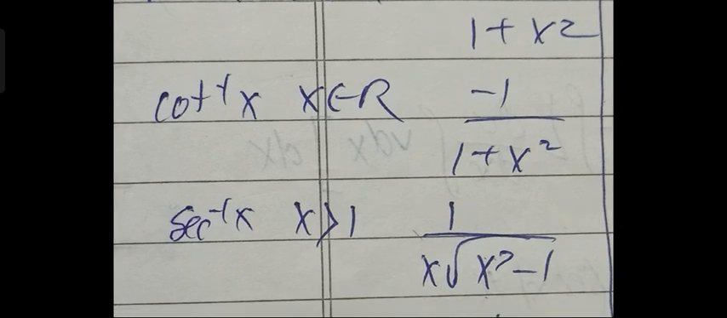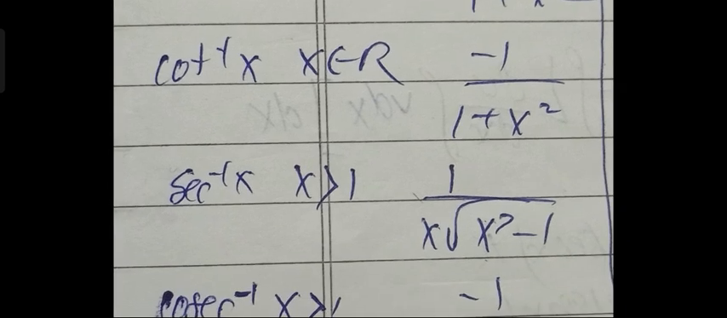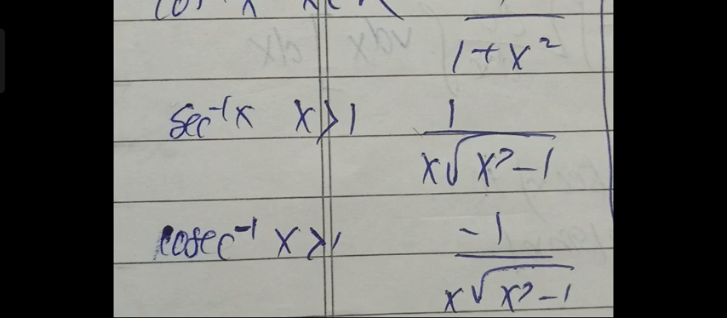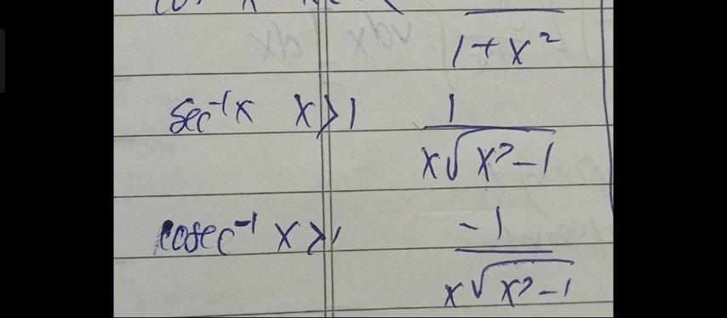Other important is secant inverse x. Here the important condition is that x is greater than 1, and its differentiation is 1 upon x root x square minus 1. And the last inverse function is cosec inverse x, where x is greater than 1, and its differentiation is minus 1 upon x root x square minus 1.